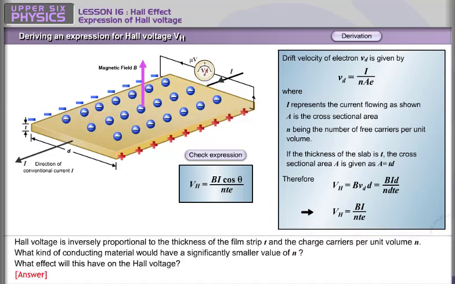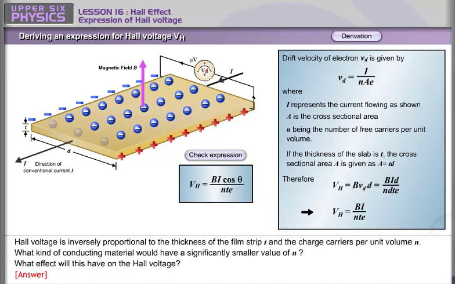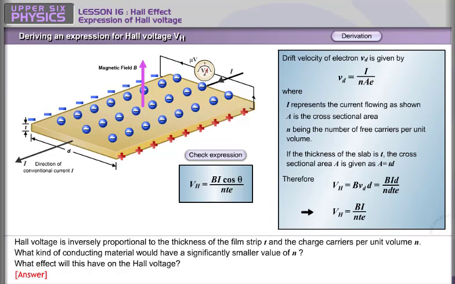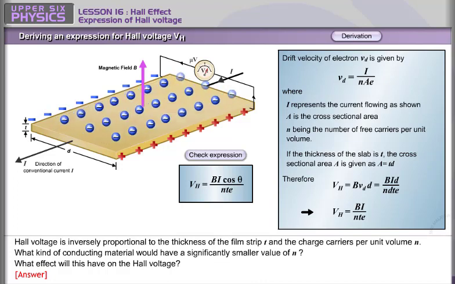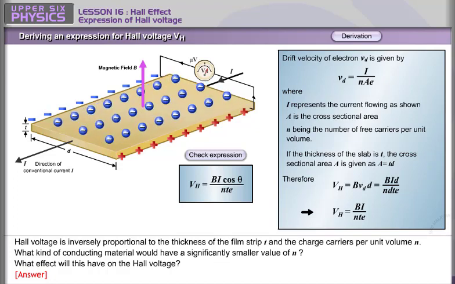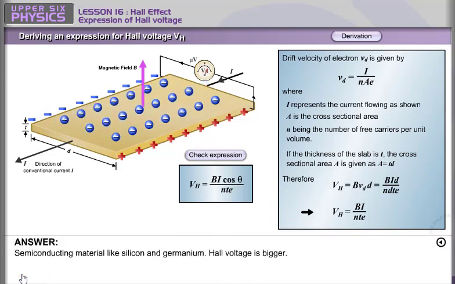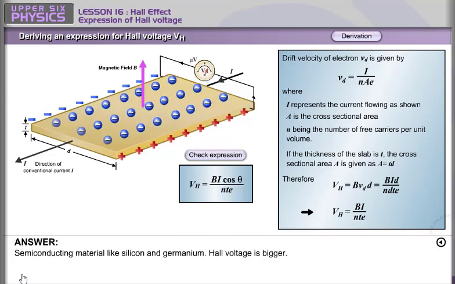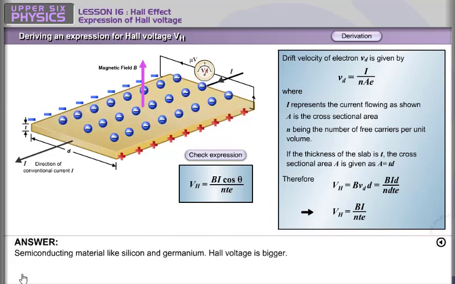Hall voltage is inversely proportional to the thickness of the film strip T and the charge carriers per unit volume N. What kind of conducting material would have a significantly smaller value of N? What effect will this have on the Hall voltage? Answer: semiconducting material like silicon and germanium. Hall voltage is bigger.